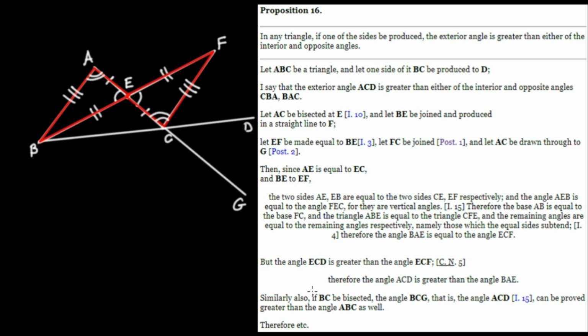And he says that you can just repeat this argument. Instead of using the side AC, you can bisect BC and just go through this argument once more. Similarly, also, if BC be bisected, the angle BCG, that is the angle ACD, can be proved greater than the angle ABC as well.